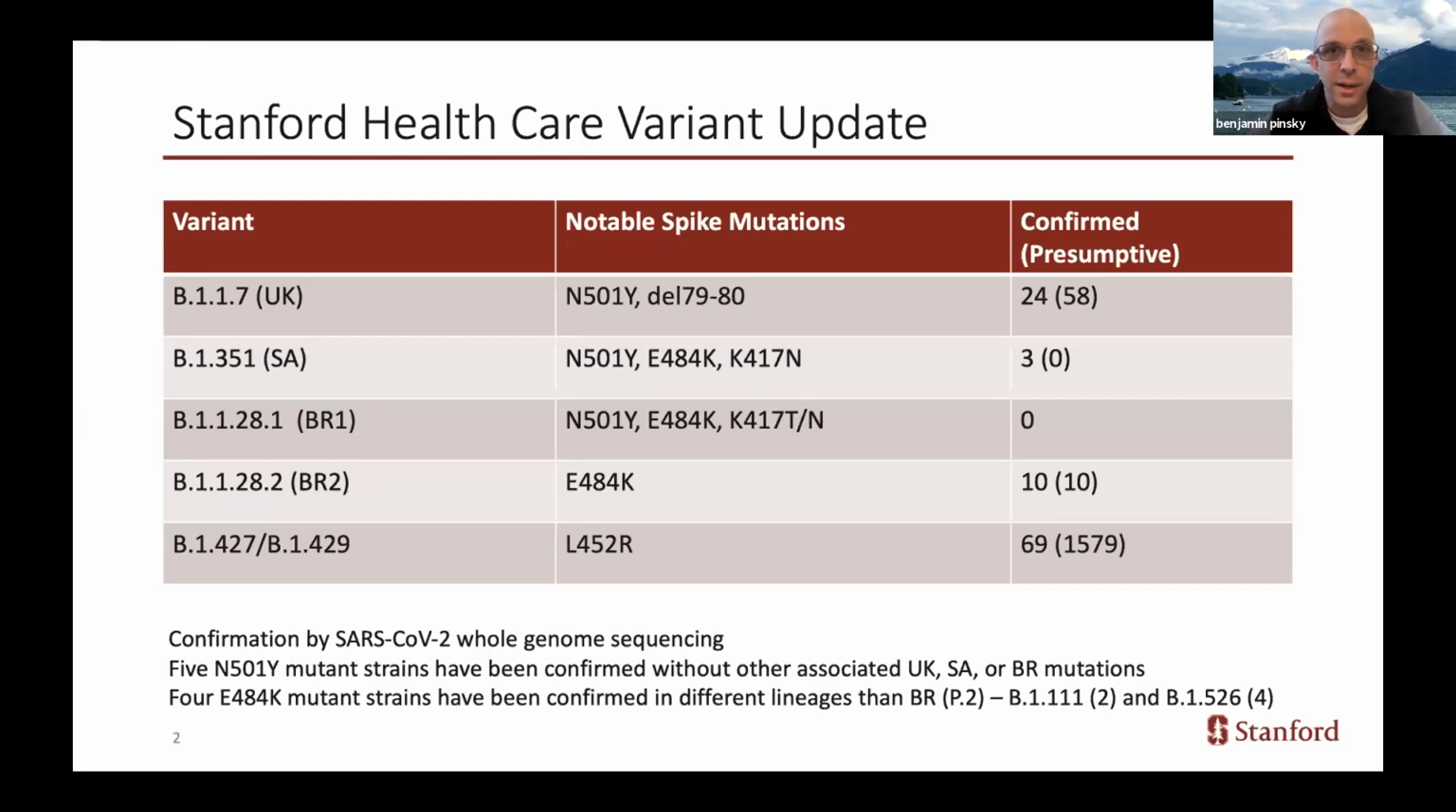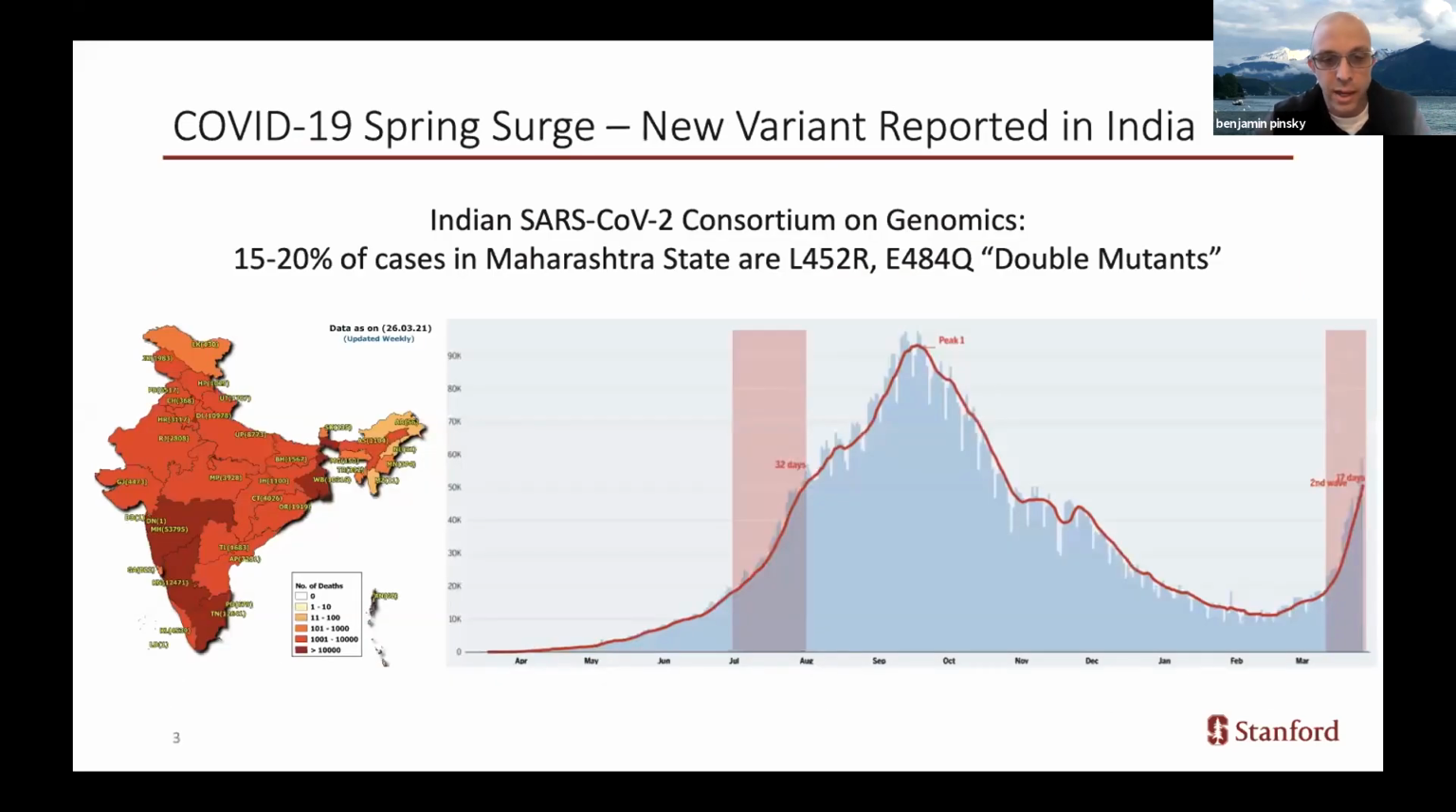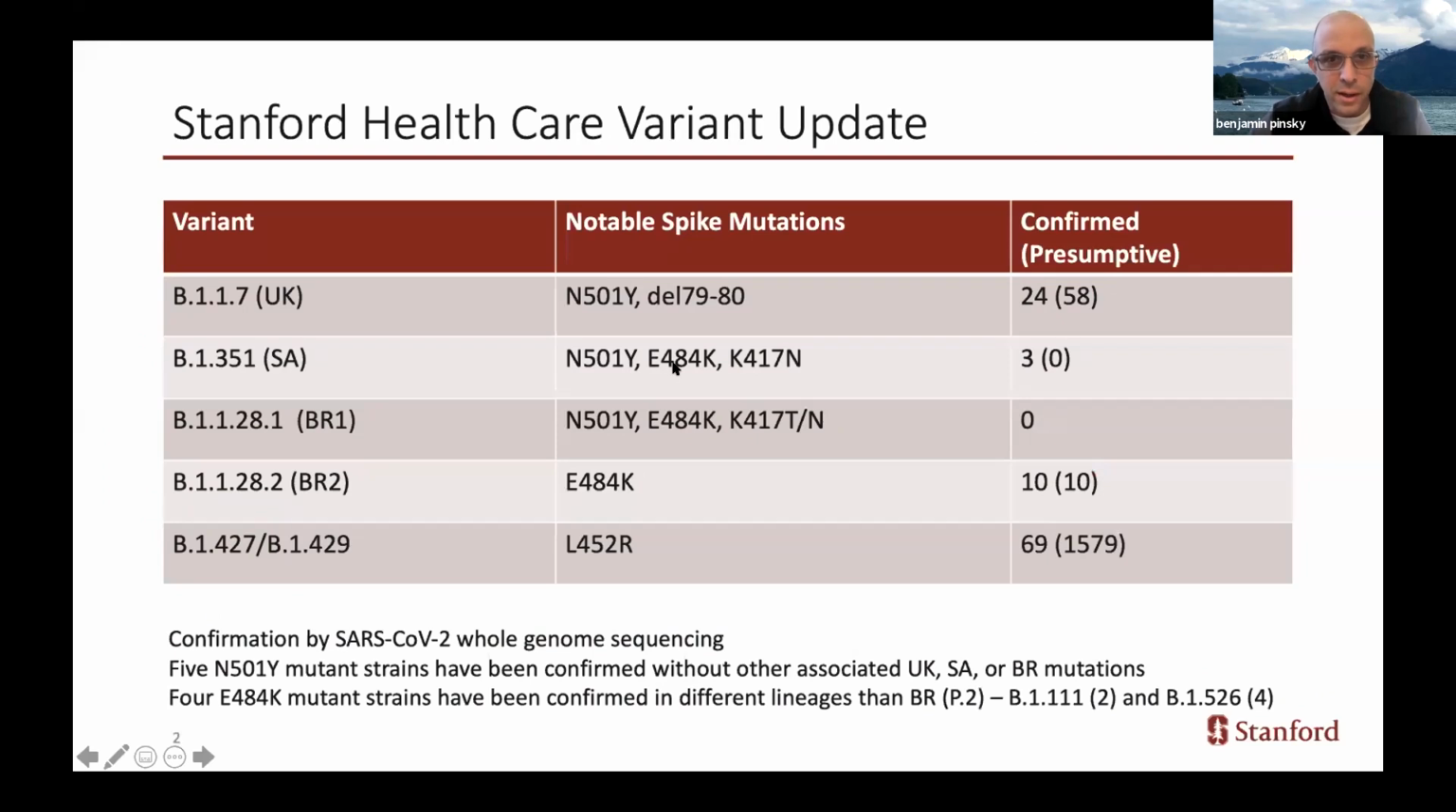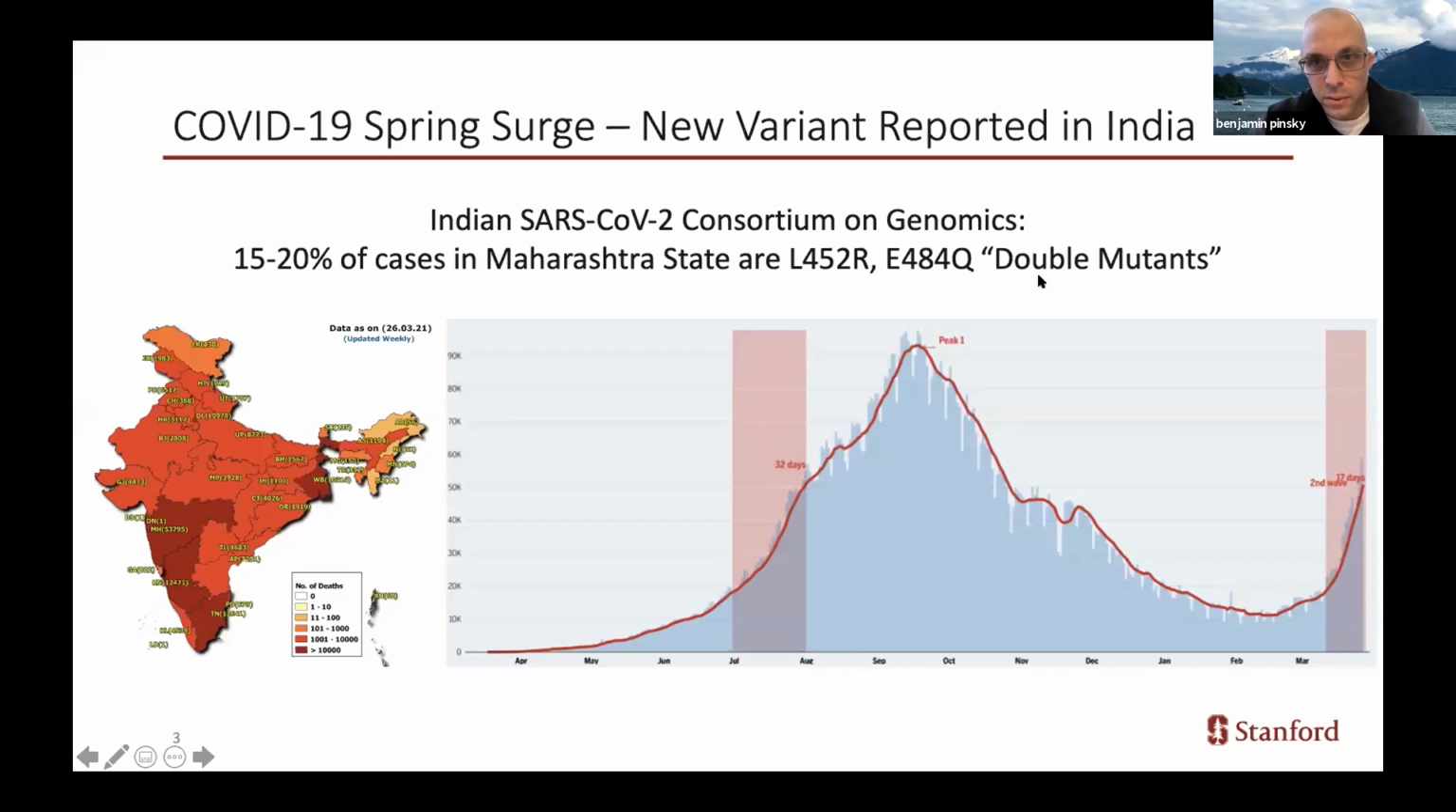While the case numbers have been relatively stable and low in our area and other parts of the world, the number of cases are increasing, particularly in India, where they're having a spring surge. There is a new variant that's been reported out of India. This contains the L452R mutation, which is found in the California variant, as well as E484Q. This is called a double mutant by the BBC, and that has sort of caught on. If you'll remember, the E484 position is mutated in a number of these variants of concern and variants of interest, except to a K. In this case, it's to a Q, or glutamine.